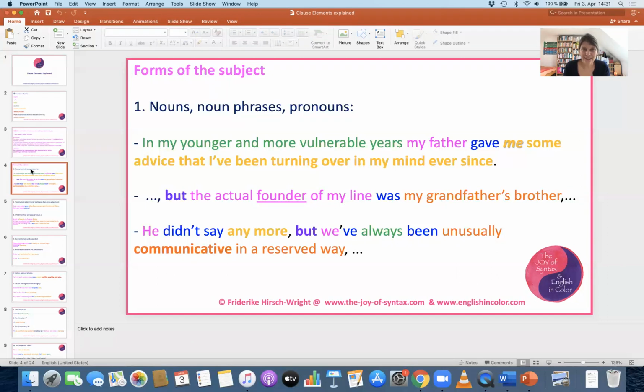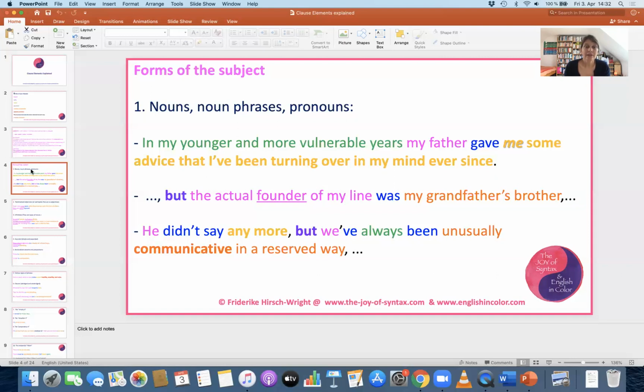Okay, the following three sentences are from chapter 1 of The Great Gatsby, one of my favorite novels. And the very first example is indeed the very first sentence. In my younger and more vulnerable years, my father gave me some advice that I've been turning over in my mind ever since. My father is the subject of this sentence. It consists of the noun father, and the limiting adjective, also called a possessive adjective, my. My father is a little noun phrase, and it functions as the subject of this wonderful sentence.